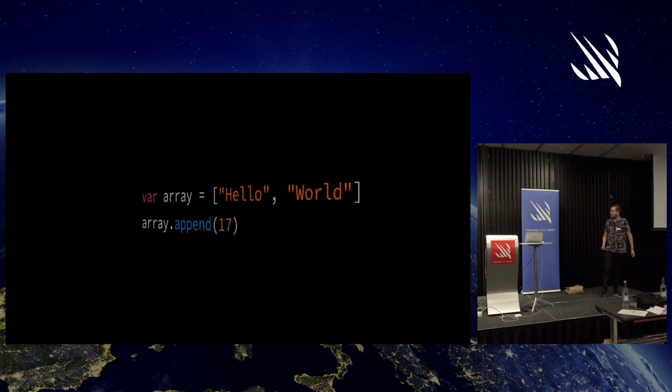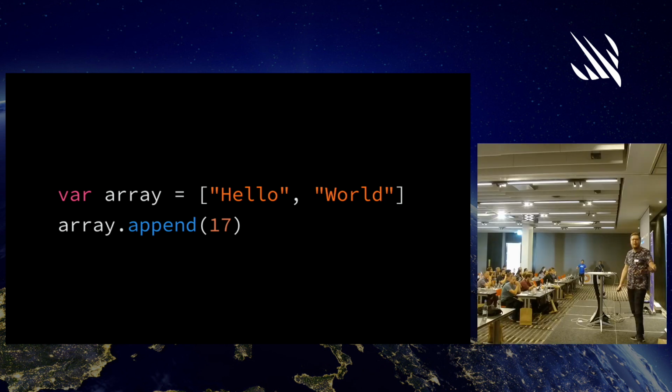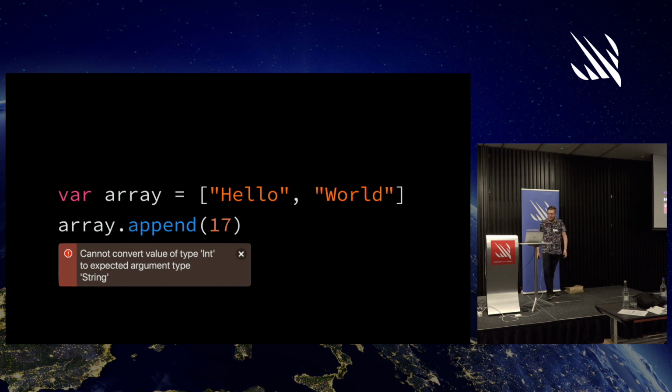If we look at a code sample here, we can see that we create an array of strings. It contains two elements, hello and world. And then we try to append the integer 17 to that array. Now, of course, this doesn't work. The compiler gives us an error. It says, you can't do this. You're trying to put an integer into an array that's supposed to only contain strings. And that's awesome, because that removes a whole class of common programming errors. I think anyone who ever coded in Objective-C or in more dynamic languages like JavaScript has faced this issue where you accidentally mixed different objects in an array.